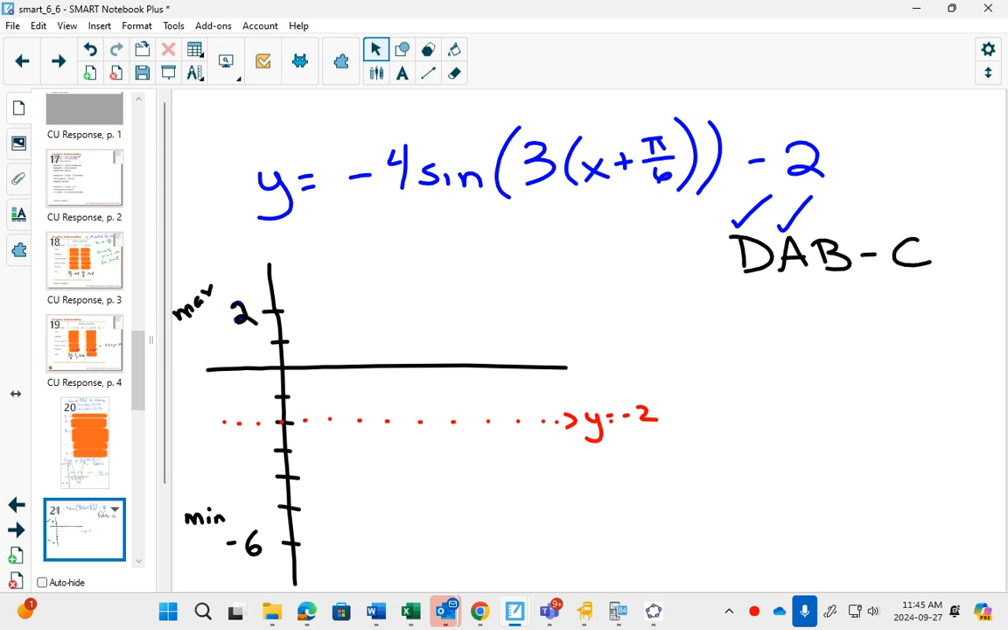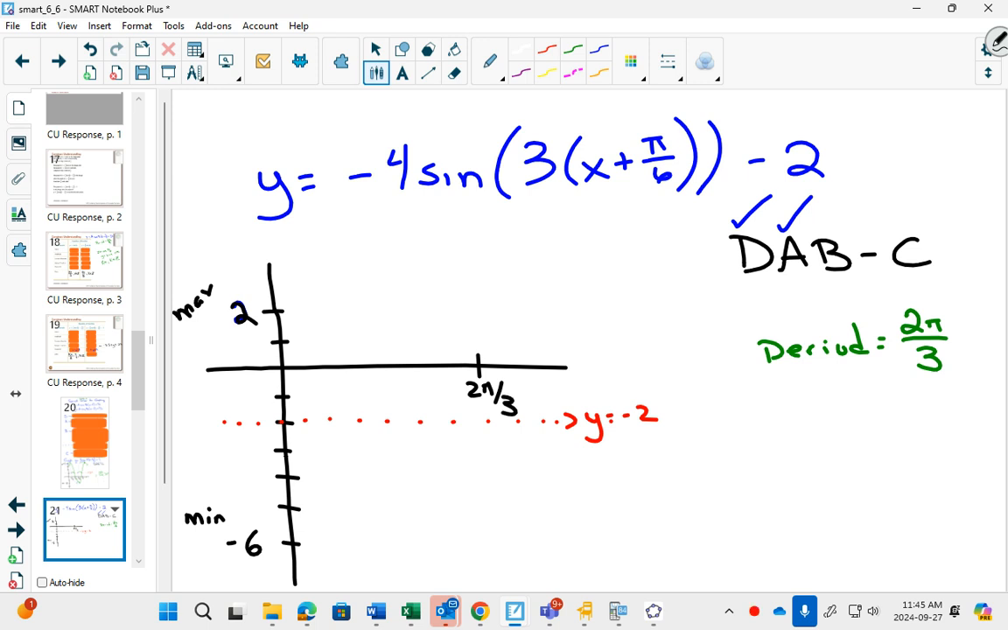My B value helps me calculate my period. In this case, the formula says period is 2 pi over my B value. My B value is 3, so my period's going to be 2 pi over 3. Choose somewhere along your x-axis and make it 2 pi over 3. Doesn't matter where, because you make up your own scale.